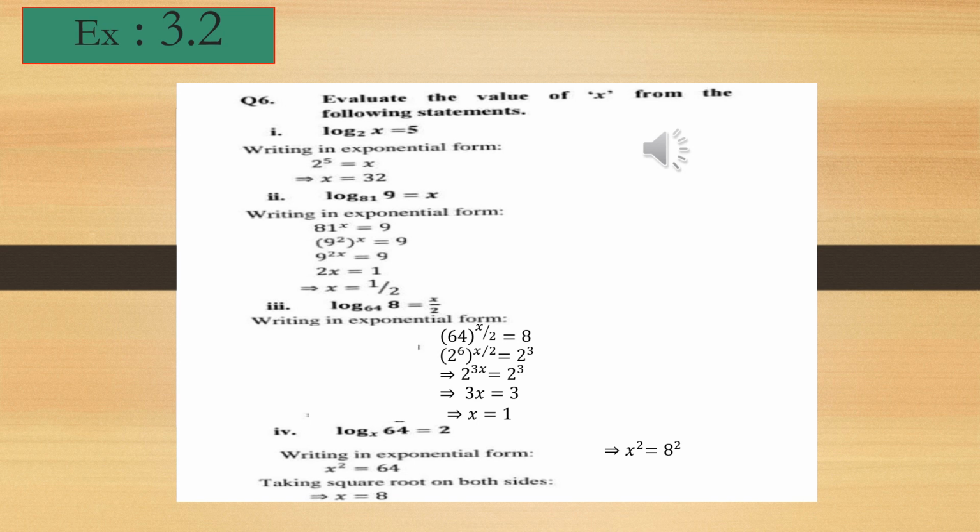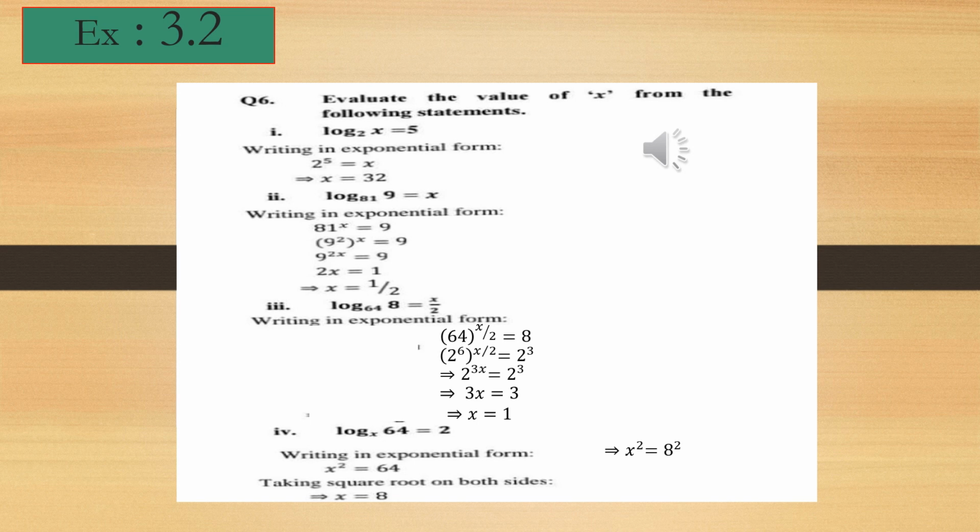But in the next part, the question is log 9 with base 81 is equal to x. Again converting it into an exponential equation, we get 81 raised to the power x is equal to 9. Students, in this question you observe that the variable occurs in the exponent. So in this type of equation we follow a rule. In this rule we will make the base the same. If the variable occurs in the exponent, we will make the base the same.